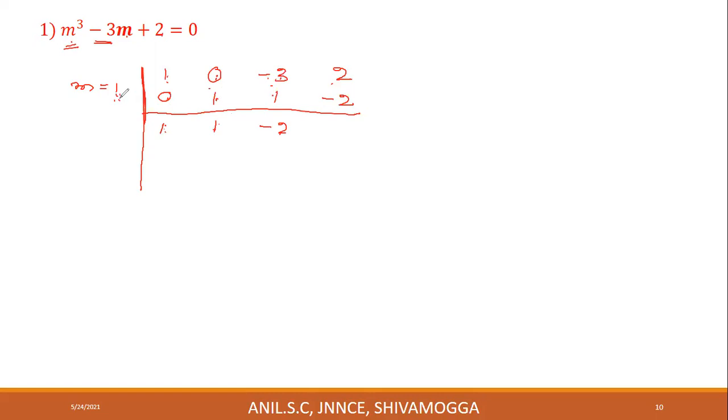Multiply with this. 1 into 1 is 1. Write it here. 1. Minus 3 plus 1 is minus 2. Multiply with this, m is equal to 1. Minus 2 into 1 is minus 2. Write it here. Plus 2 minus 2 is 0. We must get 0. Then only we can conclude that what we have done is correct. Now this cubic equation is reduced to a quadratic equation. This is m square coefficient, this is m coefficient, and this is constant. Therefore, m square plus m minus 2 equal to 0. You know how to factorize this.